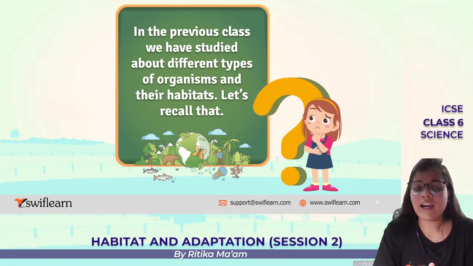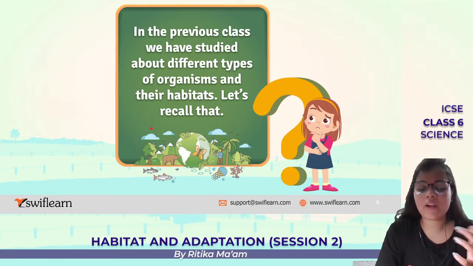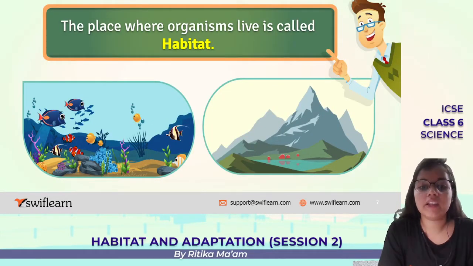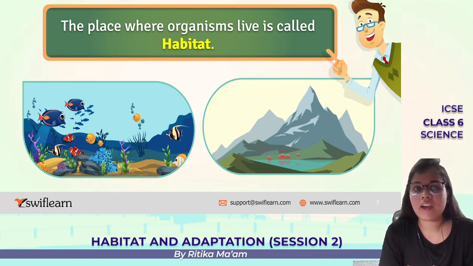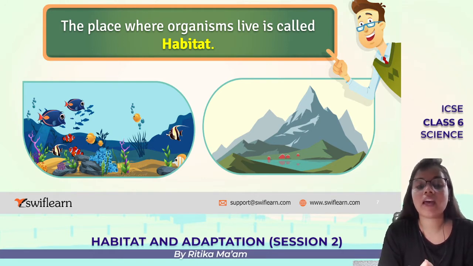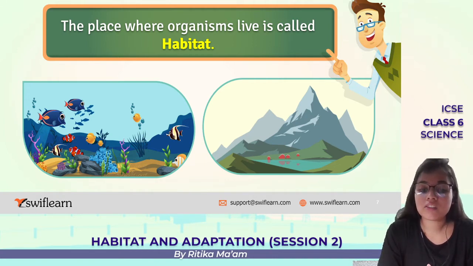Now, in our last class, we studied about different types of organisms and habitat. Okay, so let's have a quick recall about what is actually habitat and why we are studying all these things. So, any place where an organism lives is known as its habitat, right? For example, a lion lives in the forest, so that becomes the habitat of a lion. Fishes live in water, in ponds, seas, lakes, oceans, etc. So these become their habitat.